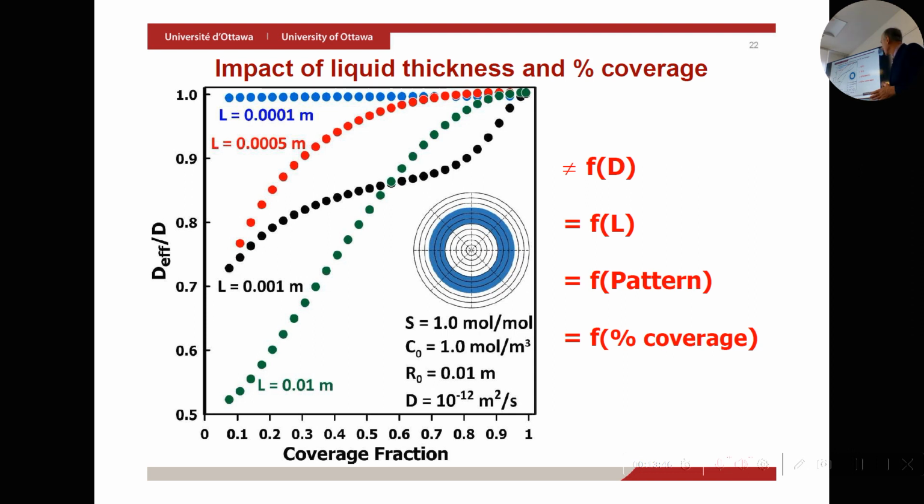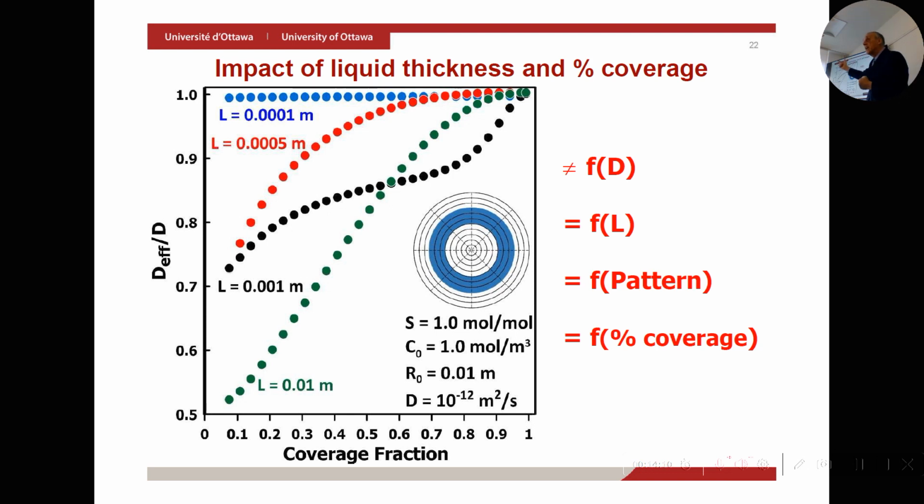And this is the graph where we show, again, a bit the same thing. This is the percentage coverage. This is for a ring, but for different distances. Of course, for a very thin membrane, we have a perfect representation. As you increase the thickness, more corrections need to be applied to be able to retrieve the right value of the diffusivity.